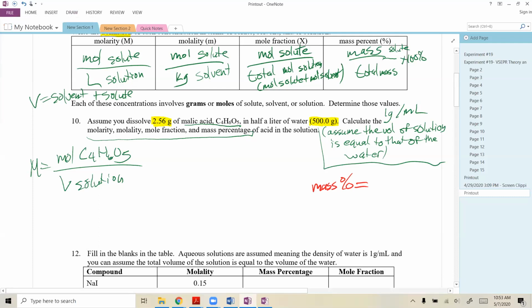Remember that we have that up here. It's the mass of the solute divided by your total mass. So I'm going to give you guys a moment to put that together. When you have your answer, go ahead and put that up in the chat.